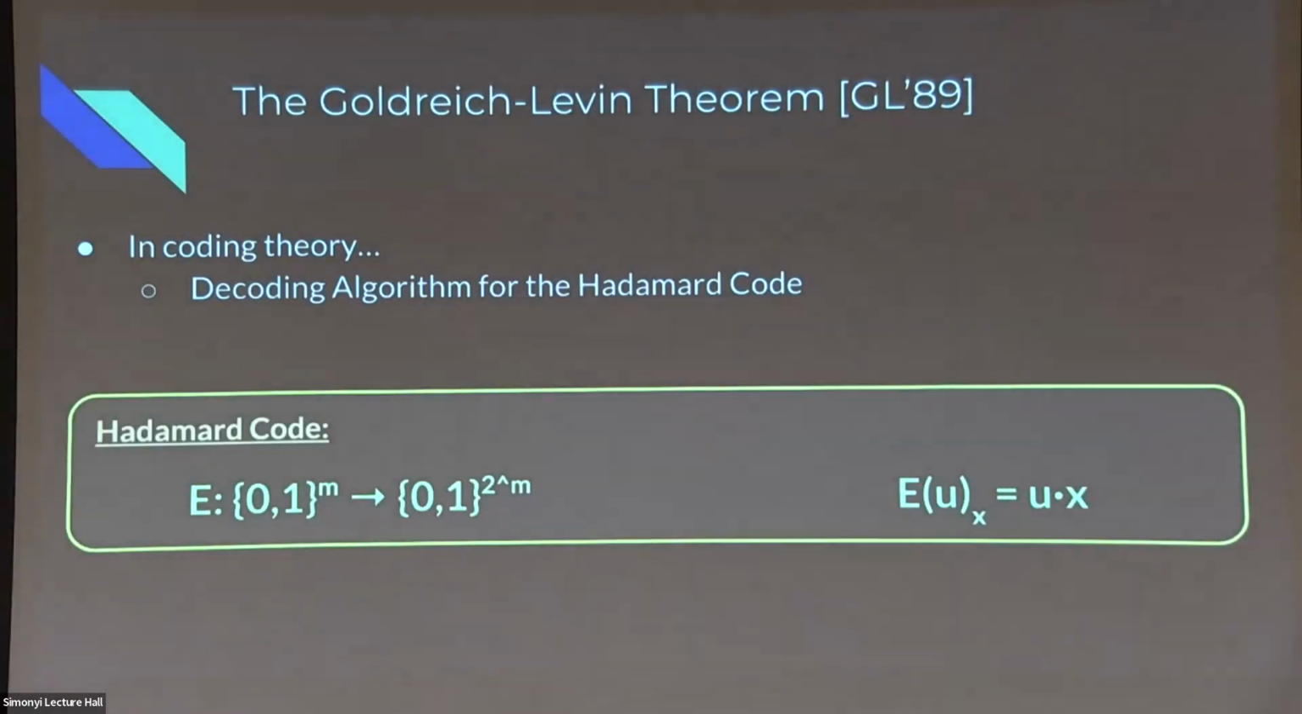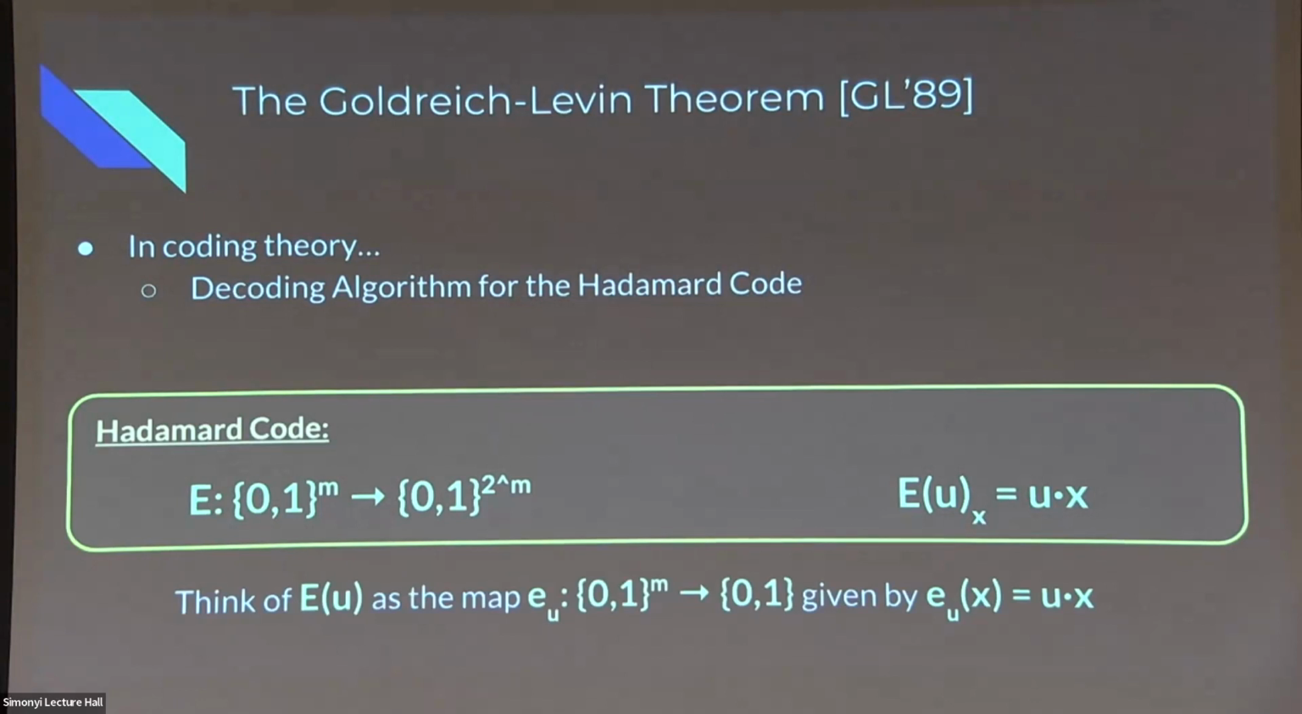So there's basically a trade-off, and the Hadamard code is like an extreme code. It's an extremal point in the rate-distance trade-off. Basically the rate is really bad, you're blowing up the code word quite a bit, but you're going to get excellent distance. I'm just saying, think of the code word of u as a function that sends x to the inner product of x and u.